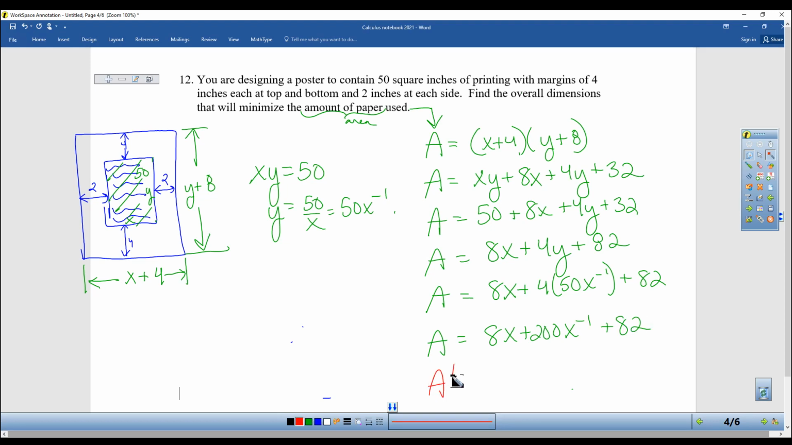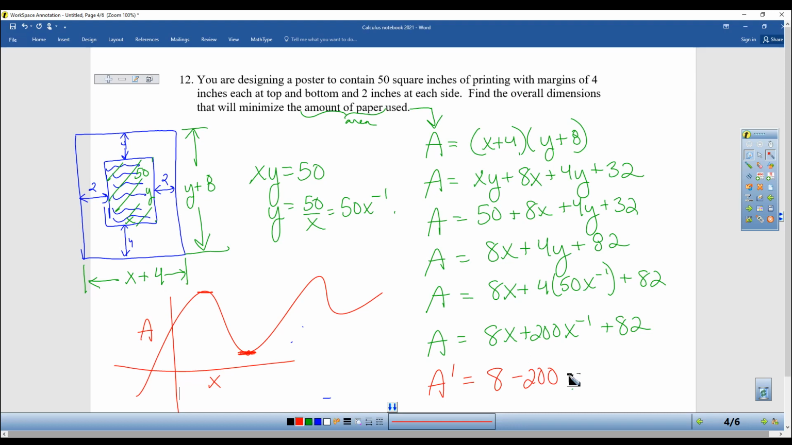Finally, this is why it's so important to label your steps. So far, I haven't done any calculus, but now I'm going to. So what this is saying is this graph, whatever it looks like, right? I don't know what it looks like, but the x will tell you the amount of paper. So I want to minimize it. I want to find the x that reduces the amount of paper. But whether I'm maximizing or minimizing, I'm still finding the point where the derivative is equal to 0. So the derivative is 8 minus 200 x to the negative 2 plus 0.